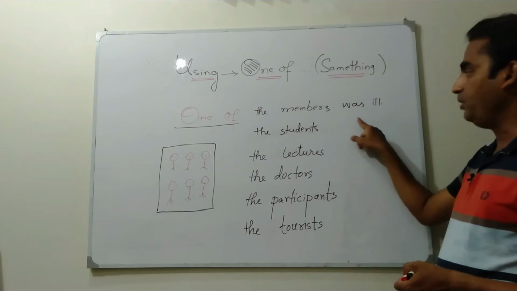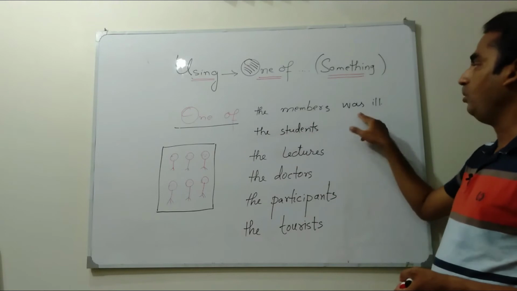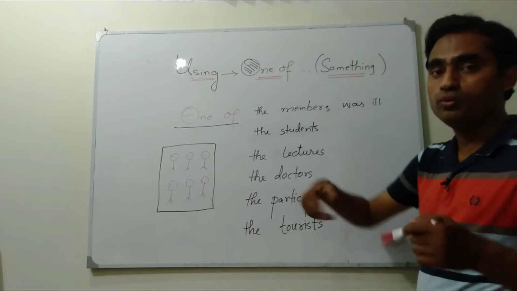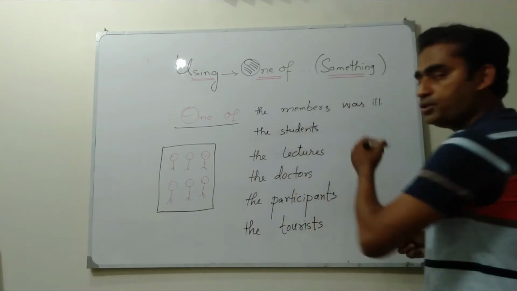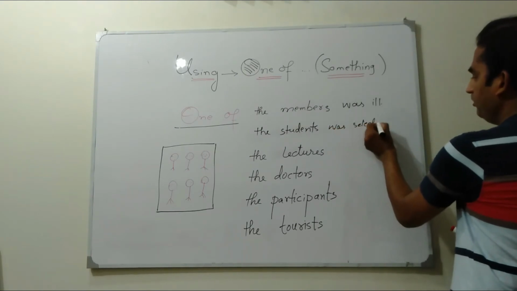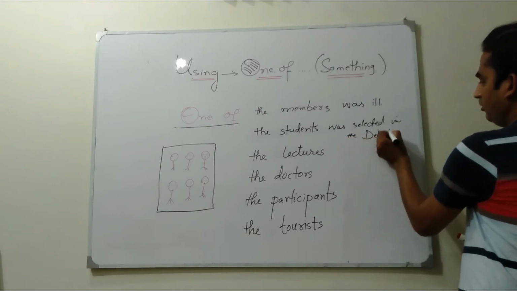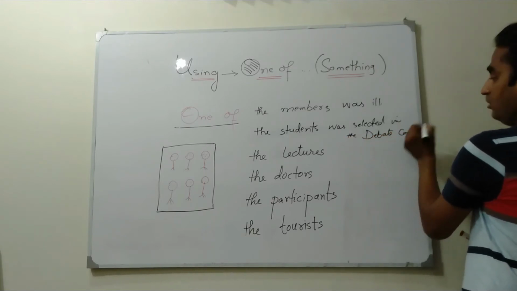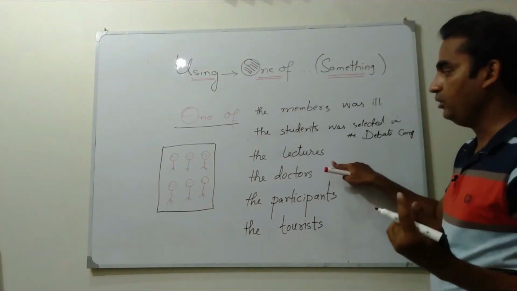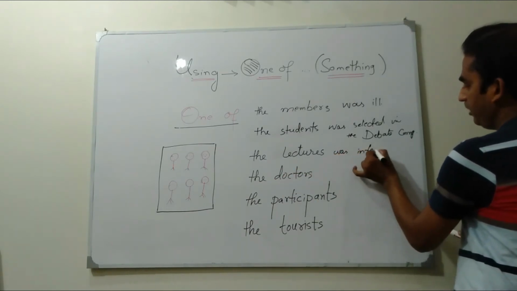Now we are using a helping verb and we are completing sentences. So we can write one of the members was ill. We are using the singular helping verb "was" because we're talking about "one of". So we can write one of the students was selected in the debate competition. One of the lecturers means out of many lecturers you're talking about one. So we can write one of the lecturers was interesting.